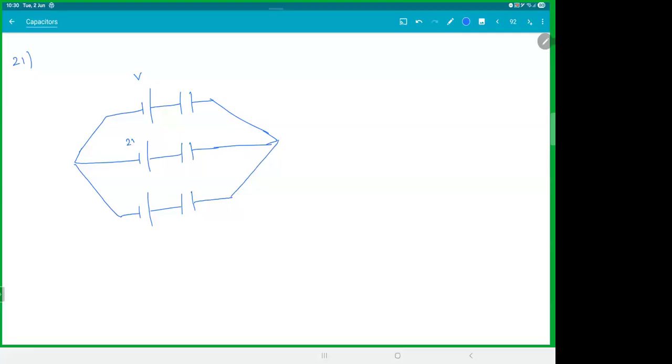This is V, this is 2V, this is 3V, this is C, this is C, this is C. Find the charges on the capacitor. Step one, choose a point with zero potential. You can take any point as zero. Step two, find the potential of the other points or nodes. Step three, assume Q1, Q2, Q3 and apply junction law. You can clearly see there's only one junction.